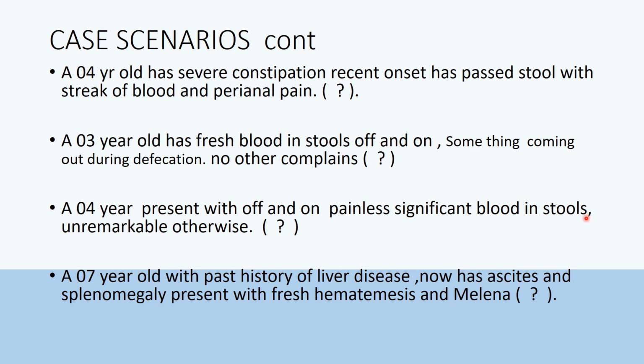The 4-year-old who has presented off and on with painless, significant bleeding in the stool, and apart from pallor and anemia, she doesn't have any other findings. The last one is a 7-year-old who has a history of liver disease, now has developed ascites and splenomegaly, and this child has passed fresh blood, and there's a history of melena also.